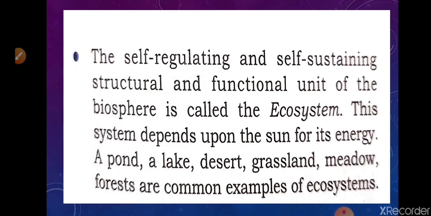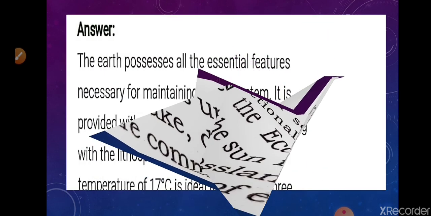So next question number 3b. What is an ecosystem? Give an example. So it is mentioned here: the self-regulating and self-sustaining structural and functional unit of the biosphere is called ecosystem, and this system depends upon the sun for its energy. A pond, a lake, a desert, a grassland, meadow, forest are the common examples of ecosystem. So I hope you understood this one.